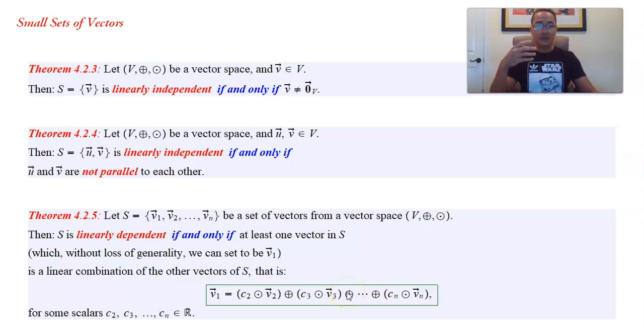Okay, so we expressed cosine 2x as cosine squared minus sine squared. So the first function is a combination of the other 2 functions. In general, we want the first vector to be a linear combination of the second, the third, all the way up to the nth vector.